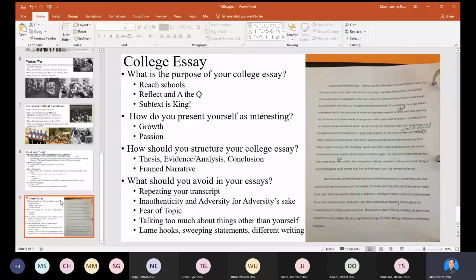The other approach is to talk about passion. What are you passionate about? So growth says to colleges, you should accept me into your school because I'm growing as a person, and you're kind of implying that I'll continue to grow. For passion, the way that you make yourself interesting is you say, I am intellectually diverse. I am unique on my own individual when it comes to my passions and interests, and that makes me interesting.